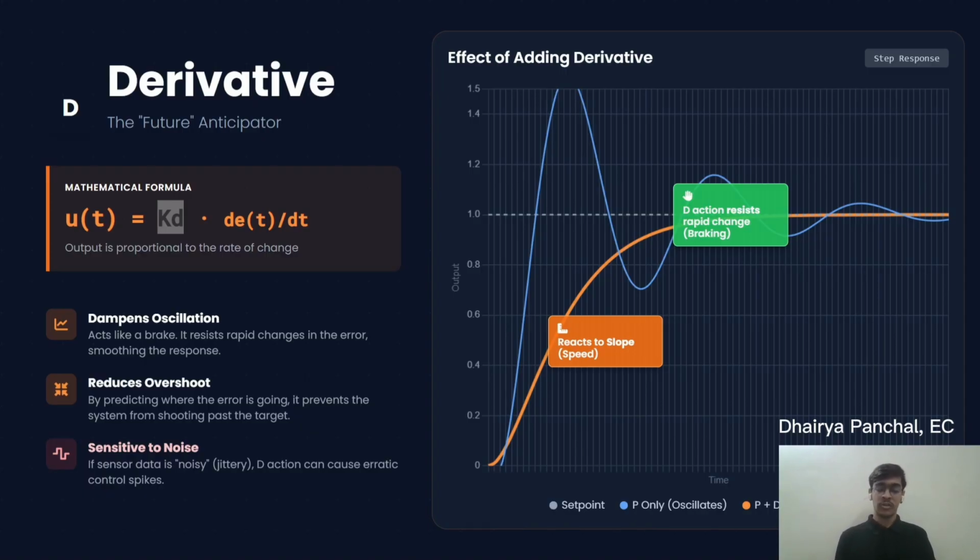So regarding the actual physical implementation of PID controllers, that would be taught to you or covered in the future offline session that is going to be conducted this Saturday.